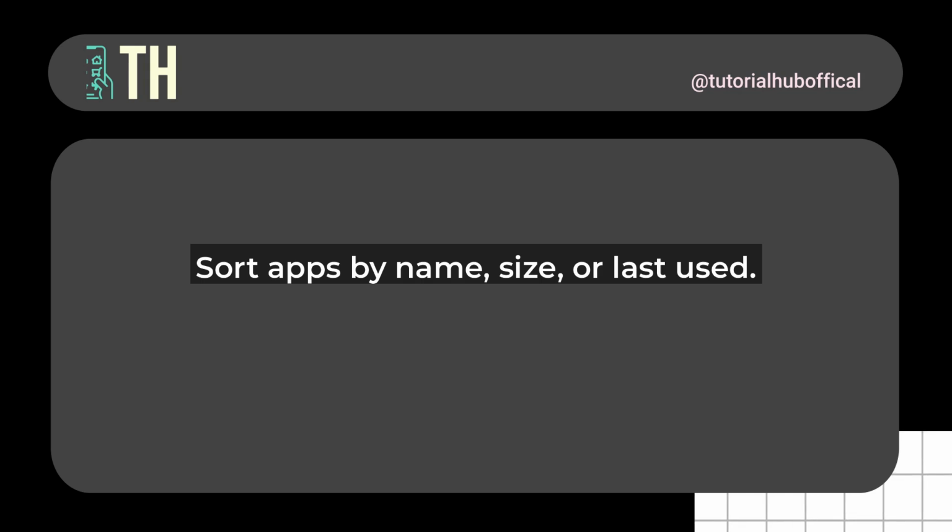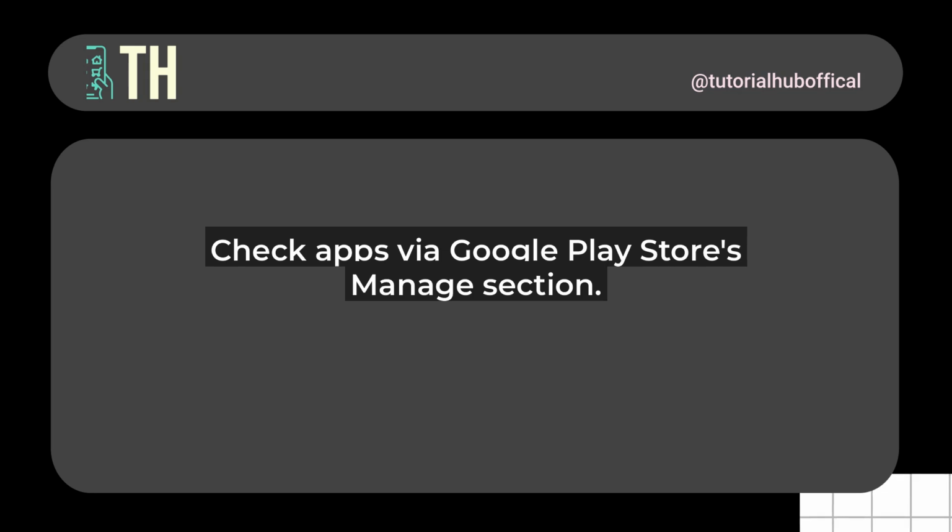Another handy method is through the Google Play Store. Open the Play Store app, tap your profile icon in the top right, and select Manage Apps and Device. Under the Installed tab, you'll see a comprehensive list of all your apps, perfect for checking updates or uninstalling unused ones.